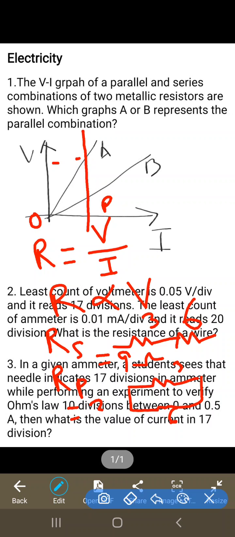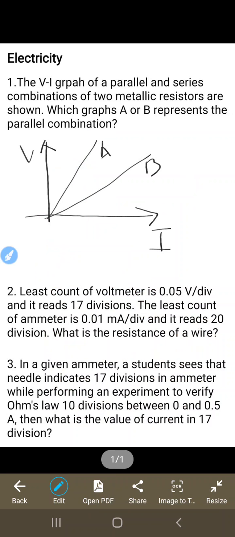So here for material B, the resistance is less, so definitely material B will be for the parallel combination. So the answer for this question, which graph A or B represents the parallel combination, will be graph B, because in parallel combination the equivalent resistance, as seen in this example, is much less than the same two resistors connected in series. So the answer will be B.